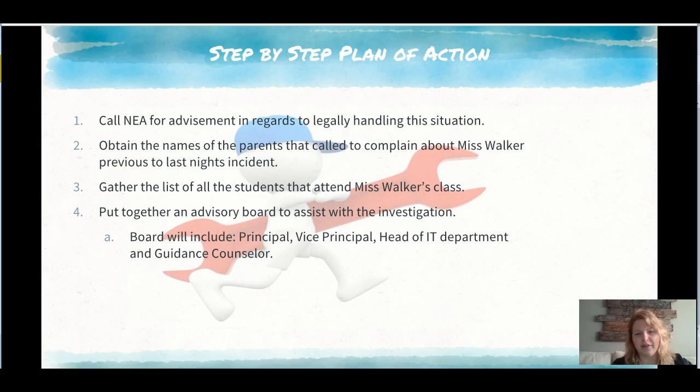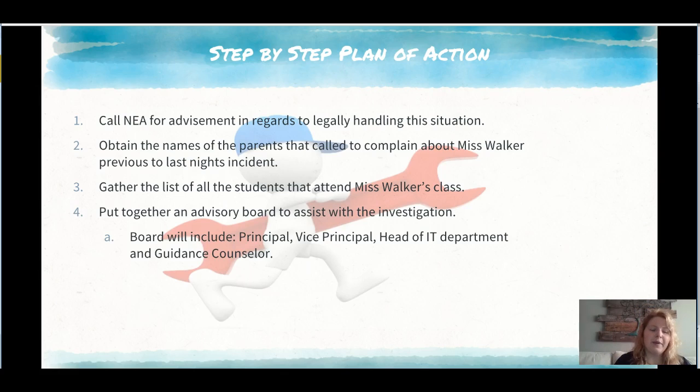My number 1 action is to call the NEA, the National Education Association, for advisement in regards to the legal matters and legally how to handle this situation. I don't want to just turn this over to the authorities and make it a big scene. I want to make sure that I am confidential and discreet with how I'm going to handle solving this case. Next, I'm going to obtain the names of the parents that called. This is going to help narrow down my list, along with gathering the list of all the students that attend Ms. Walker's class. And these are suggestions that were given to me from the NEA.